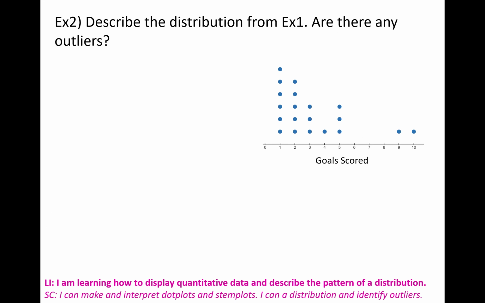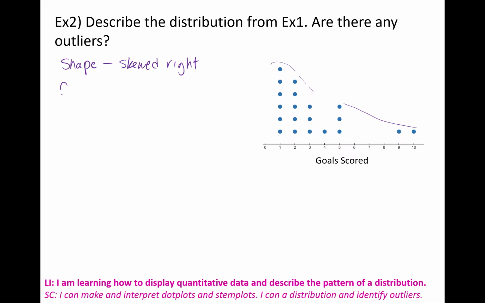Moving right along. Let's see if we can put that to use in this one. Describe the distribution from example 1. This is basically the dot plot from example 1, just a pretty version of it. Are there any outliers? We'll start with describing the distribution. We're going to start with shape. The first question is, what is the shape of this distribution? Is it skewed left, skewed right, or symmetric? Since the data trails off to the right, this would be skewed right.